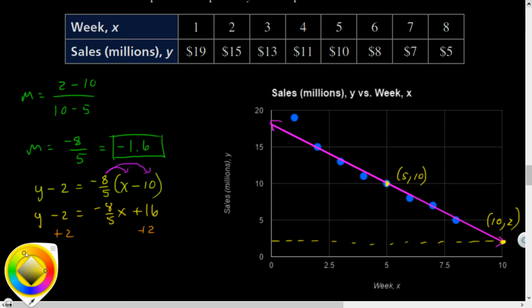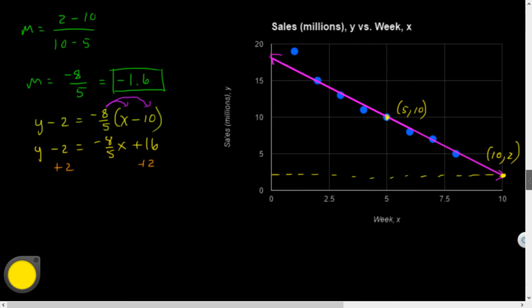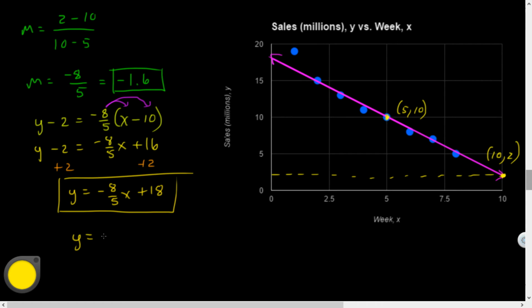Yeah, I ended up picking some pretty convenient points for ourselves. And I'm going to have y equals negative 8/5 x plus 18. So here's my equation. Written with decimals, that would be y equals negative 1.6 x plus 18. So that means my slope being negative 1.6, I expect sales to drop by 1.6 million for every 1 week, right? Because this is over 1, for every 1 week after the release of the movie.